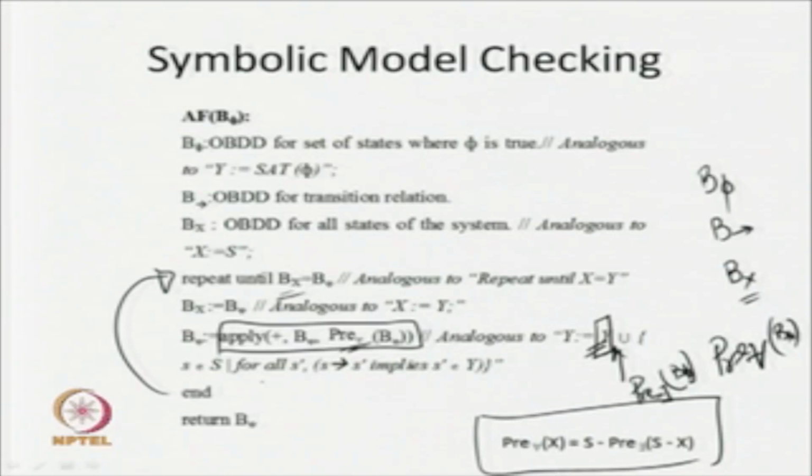Look, see that this is a simple conversion of our model checking algorithm to the symbolic model checking algorithm, where we are using OBDDs, ordered binary decision diagrams, to represent the entire system and represent the set of states where a particular formula is true, and applying this particular algorithm.